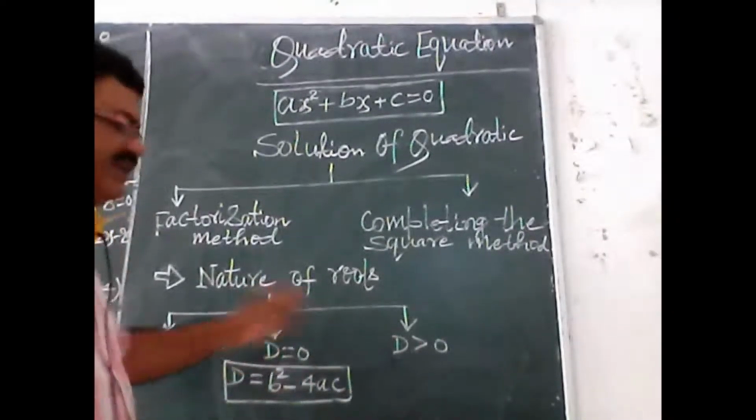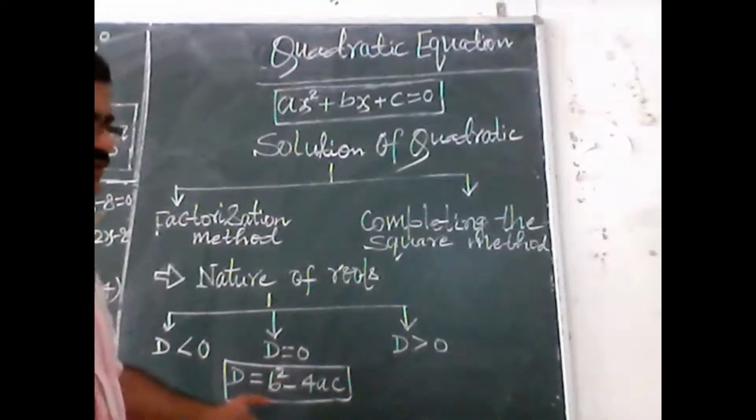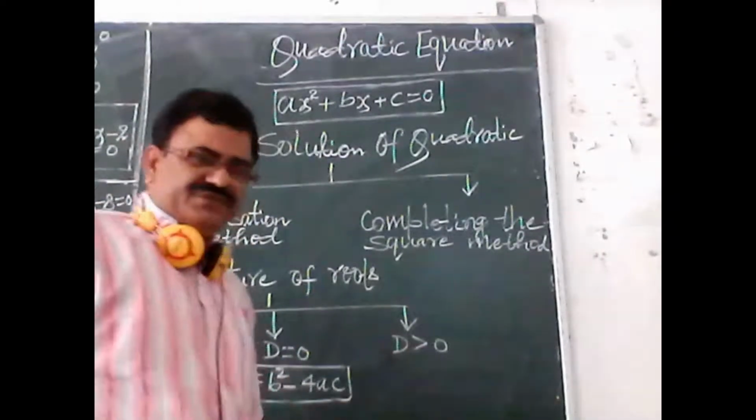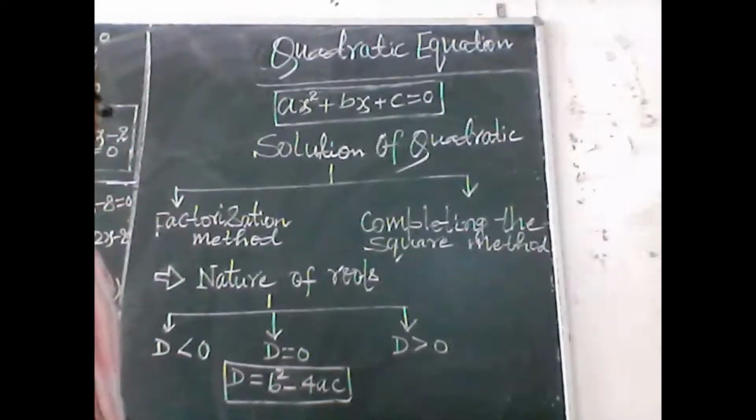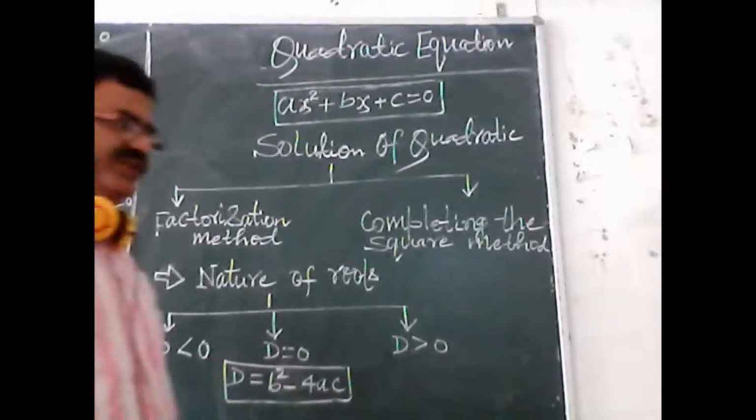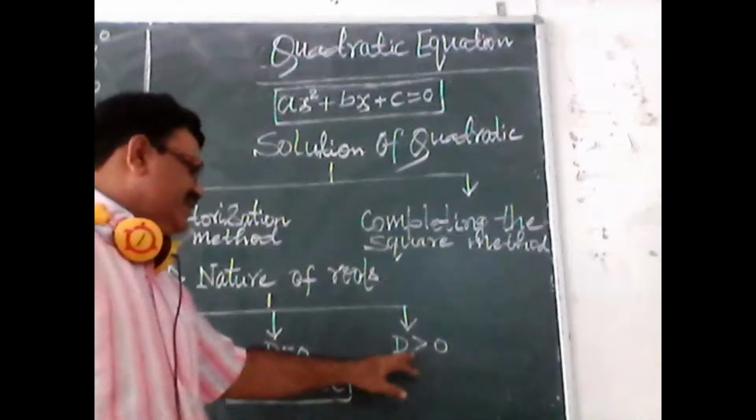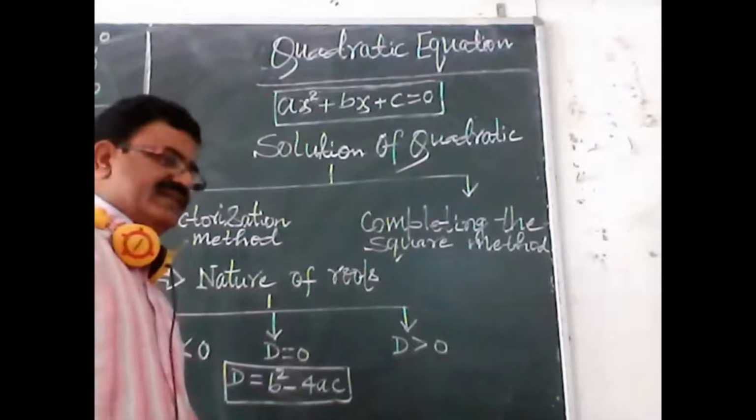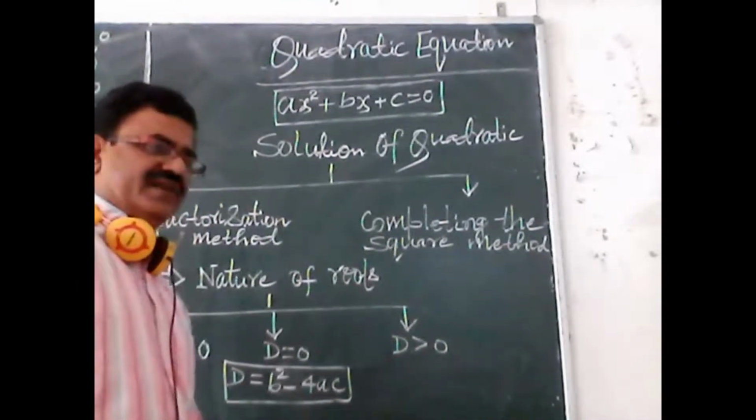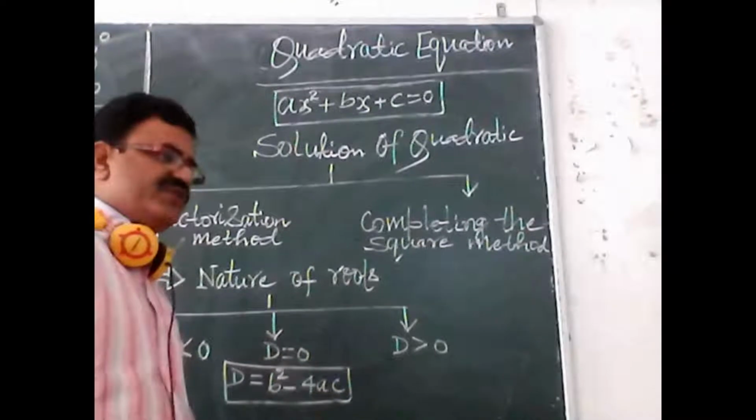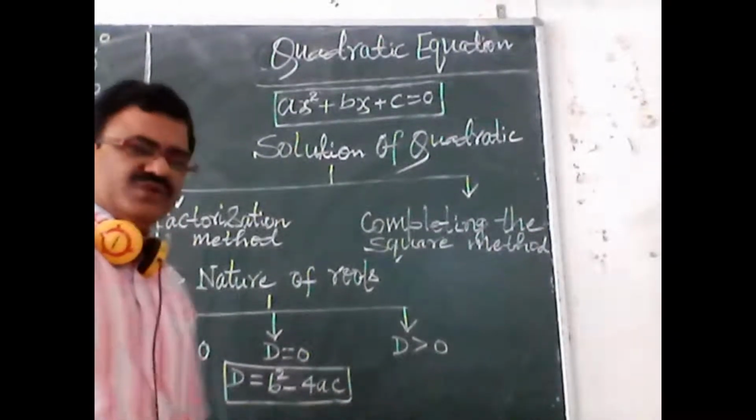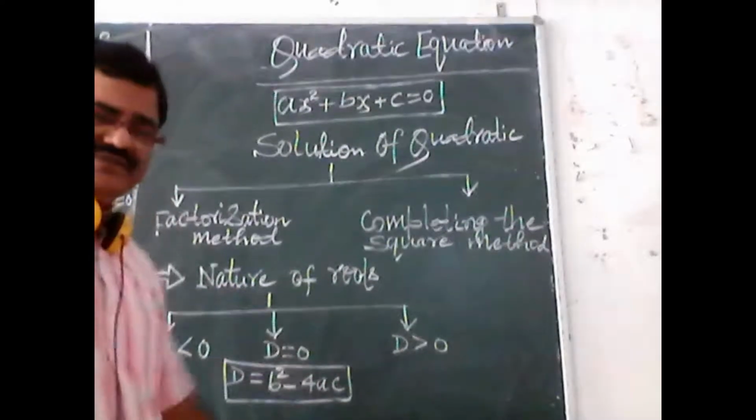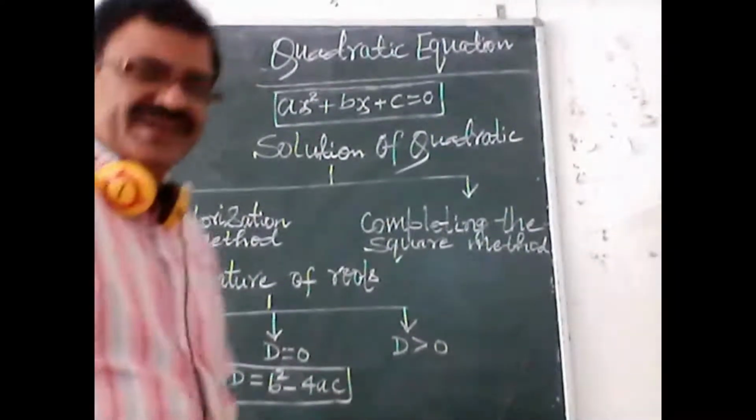And if D is equal to 0, equal roots can be obtained and they will also be real. And if D is positive, positive means more than 0, either 1, 2, 3, 4 and so on. So if the discriminant's value is greater than 0, in such cases two unequal and real roots will be obtained. So students, just see some questions related to that, how we can find the solutions of quadratic equations.